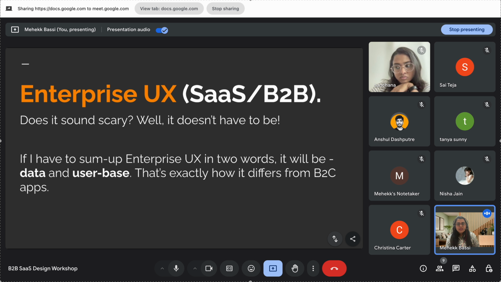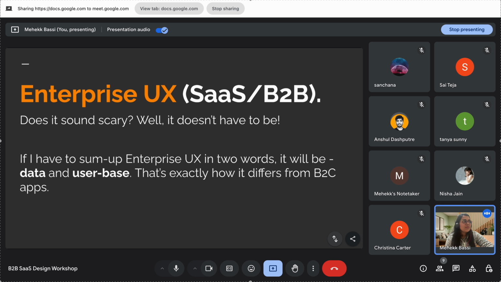So, starting with enterprise UX, SaaS, B2B designs, does it sound scary? Actually, it doesn't have to be. If I have to sum up enterprise UX into words, it will only be data and user base. And that is exactly how it differs from B2C.